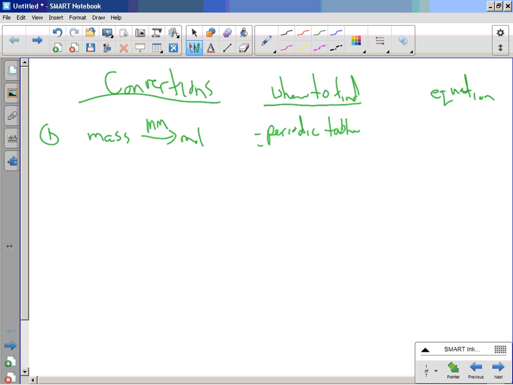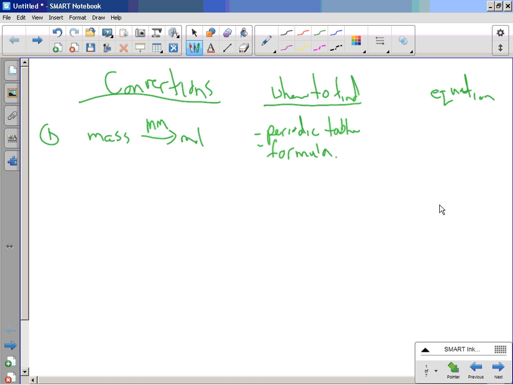I also need one other important piece of information. Not just the periodic table alone will get us the molar mass. I need to know something else in order to get the molar mass. What do I have to have? Yep, the chemical formula for that substance. So the periodic table and the formula.